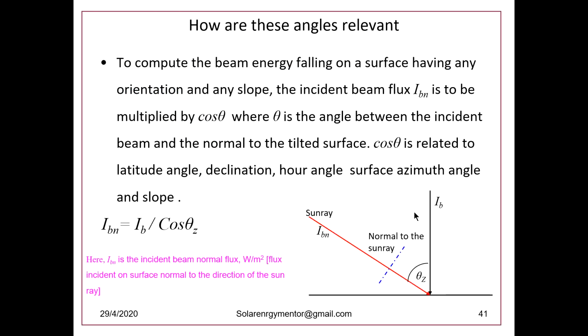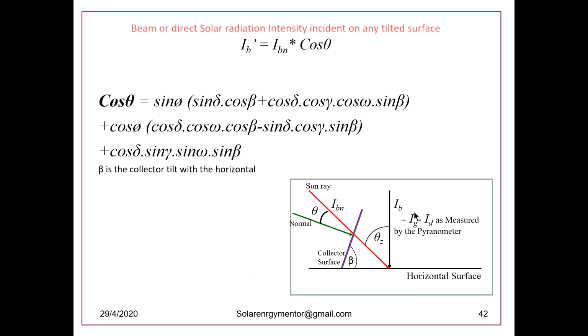Now how these angles, for example zenith angle, latitude angle, declination, azimuth, all these angles are relevant to compute the incident angle. So to compute the beam energy falling on a surface having any orientation and any slope, the incident beam flux IBN is to be multiplied by cos theta. Now what is cos theta? Theta is the incident angle and it is the angle between the normal to the tilted surface and the beam. We can see in the next slide.